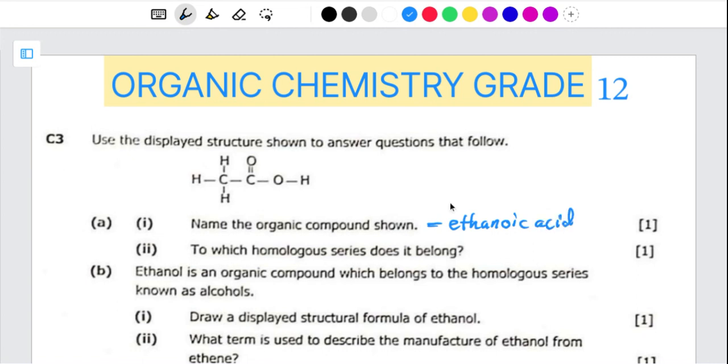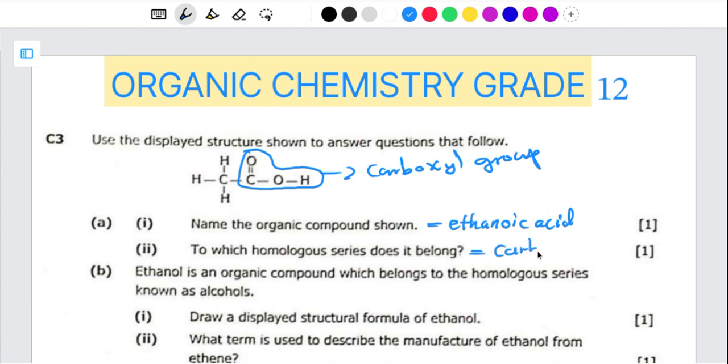So how do you tell? Because of this functional group here, a carboxyl group. So this is the carboxyl group. The second question is asking, to which homologous series does it belong? Ethanoic acid belongs to the homologous series of carboxylic acids. So these are carboxylic acids.